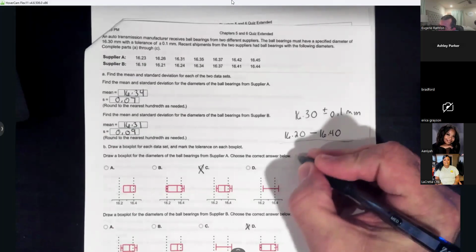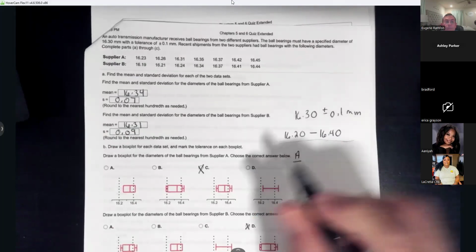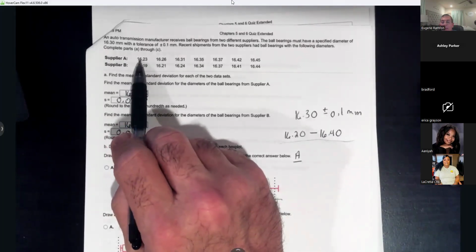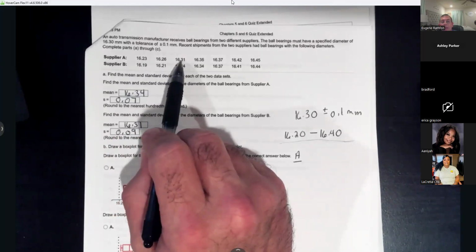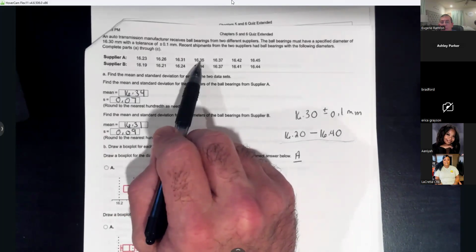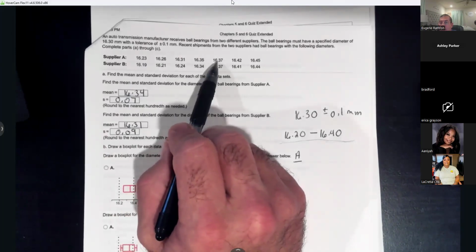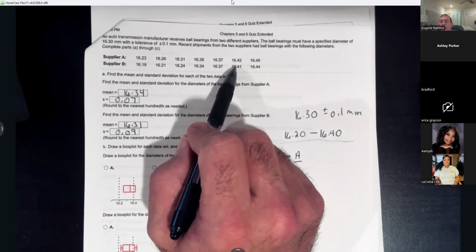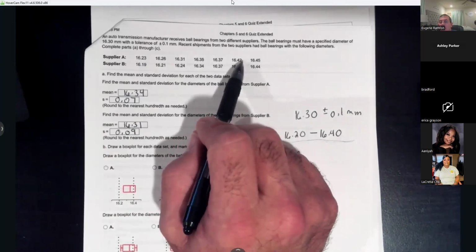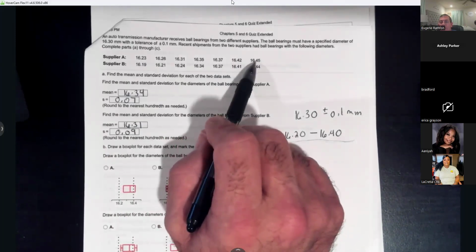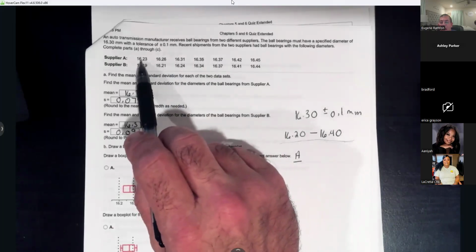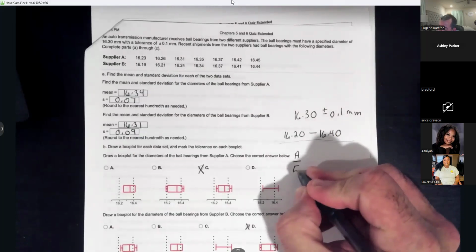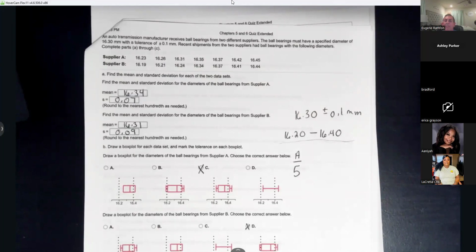So I'm going to start with A. So for A, that one's good. That one's good. They're in between. That one's in between. That one's in between. That one's in between. But y'all, the last two are higher than 16.4. So that means I got 1, 2, 3, 4, 5 bearings that were within my range.